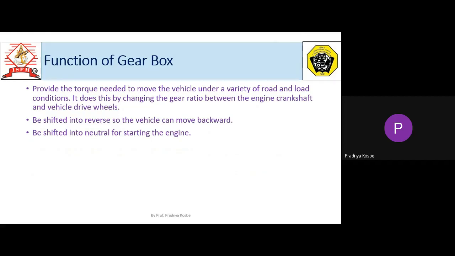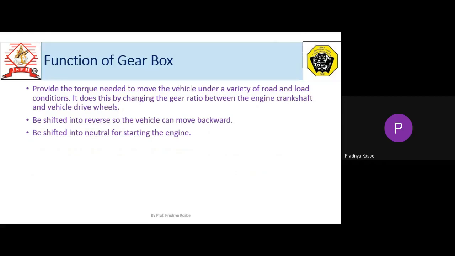Then, the function of a gearbox. The main function of a gearbox is to provide the torque needed to move the vehicle under different load conditions and in different road conditions.